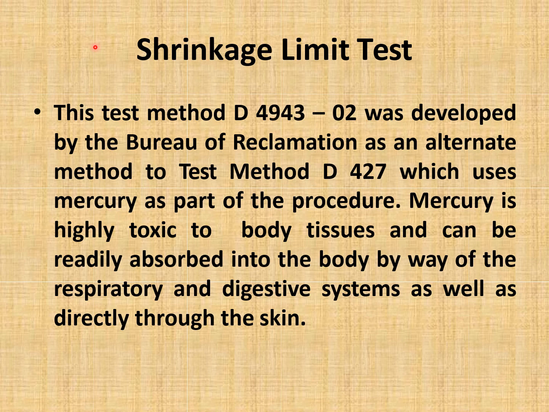Today we are going to discuss the shrinkage limit test. This test method D4943-02 was developed by the Bureau of Reclamation as an alternate method to test method D427, which uses mercury as part of the procedure. Mercury is highly toxic to body tissues and can be readily absorbed into the body by way of the respiratory and digestive systems as well as directly through the skin.